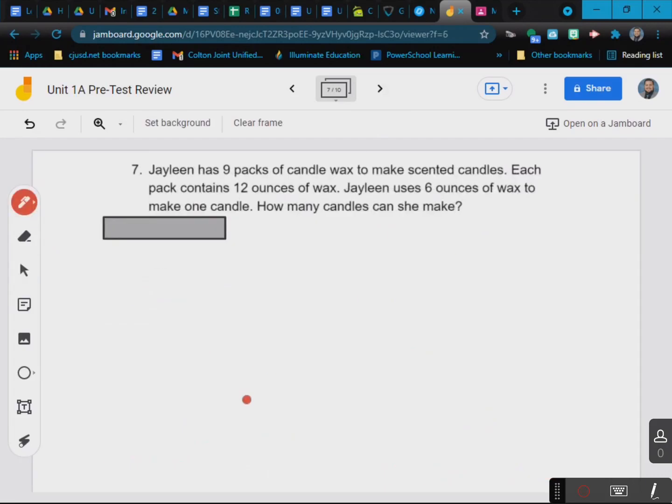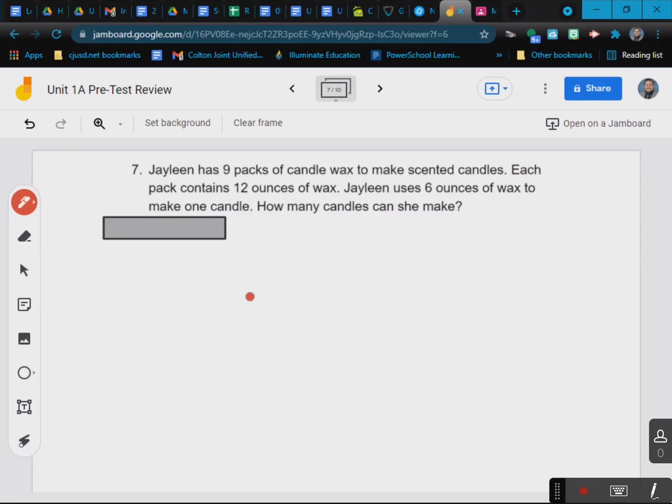Jaylene has 9 packs of candle wax to make scented candles. Each pack contains 12 ounces of wax, and she uses 6 ounces of wax to make 1 candle. How many candles can she make? So you have to show me the equation and then solve it.